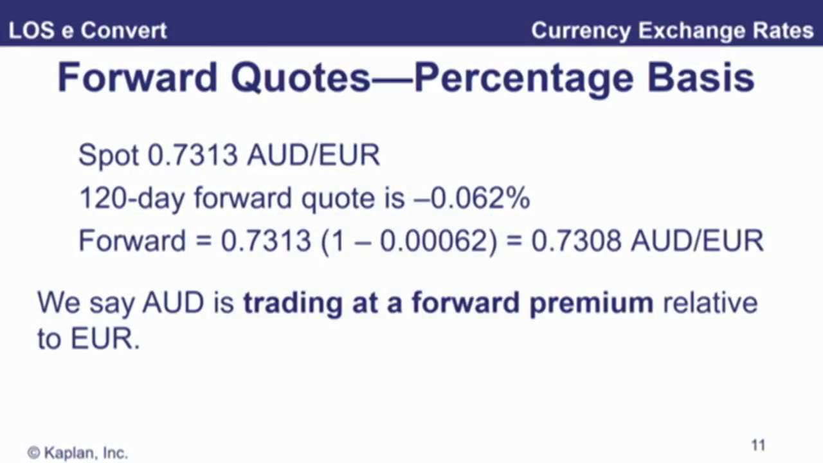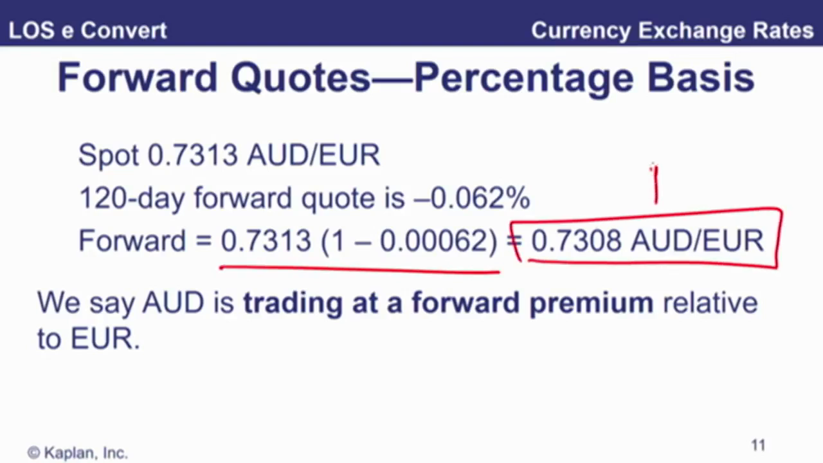So that's how they're quoted. But as always, it's the interpretation that's as much, if not more fun. So we have our spot, and this time we are given the forward quote as a percentage. So you could get it as pips, points, or you could get it as a percentage. If it's a percentage, it's straightforward math, pretty straightforward. If it's negative, so multiply it by 1 minus the percentage as a decimal. And in this case, you get a forward of 0.7308, and the spot was 0.7313. So we've done the calculation.